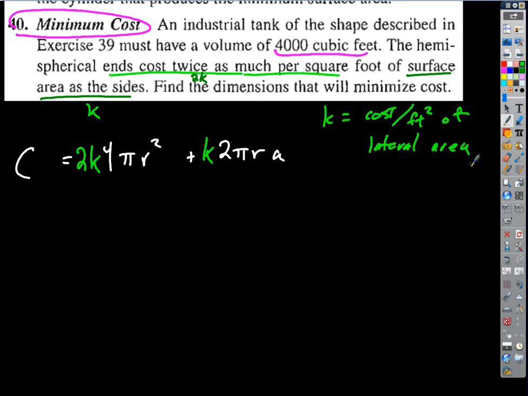You know, that changes things, doesn't it? Do we expect that this is going to end up being just a sphere now? It's not going to be, right? This time it's not going to be because the end caps cost too much to do that. It's going to be somewhere in the middle. There's going to be some ideal shape that's going to minimize cost, and it's going to be a little bit different when we introduce these two factors.